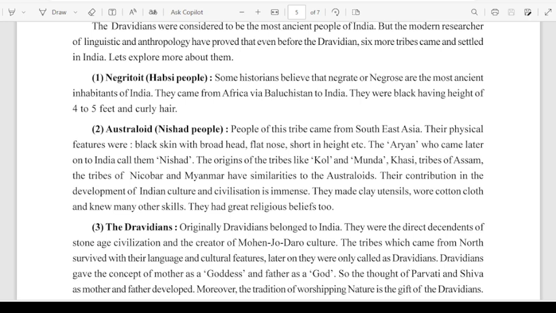The origins of the tribes like Kol, Munda, and Khasi tribes of Assam, the tribes of Nicobar and Myanmar have similarities to the Australoids. Their contribution in the development of Indian culture and civilization is immense. They made clay utensils, wore cotton clothes, and knew many other skills. They had great religious beliefs too.